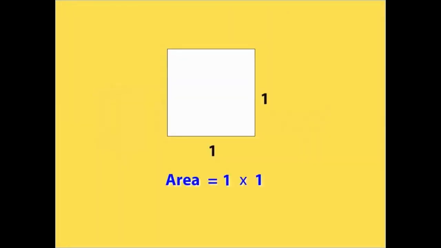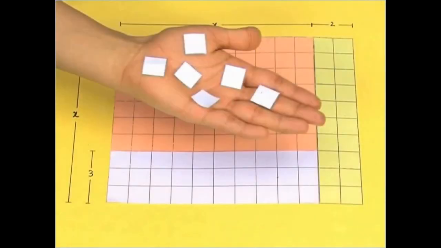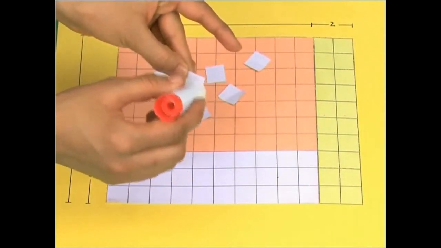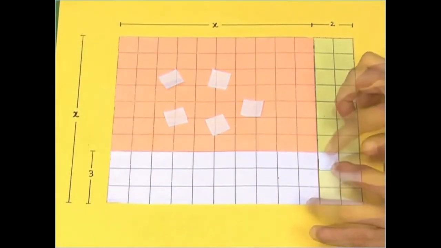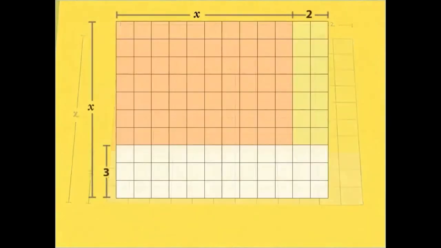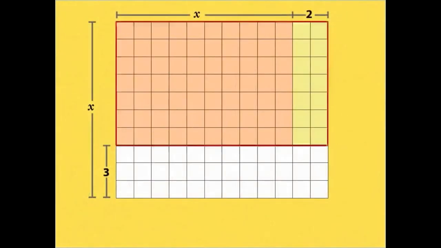Now the area of each slip represents the numeral 1. Thus, take 6 slips to represent the numeral 6 and paste them on the yellow rectangular strips as shown. The remaining orange and yellow area represents x square minus 3x plus 2x minus 6.